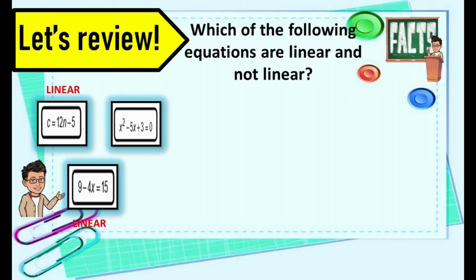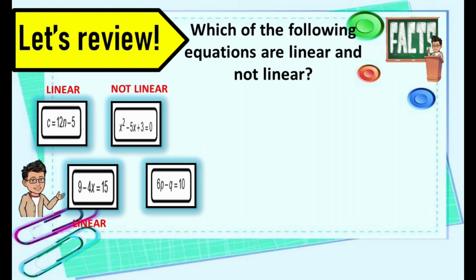Next in line, we have x squared minus 5x plus 3 is equal to 0. Is it linear or not linear? The correct answer is not linear, because based on the equation, the highest degree that you could see is 2. Next, number 4. 6p minus q is equal to 10. Is it linear or not linear? The correct answer is, of course, linear.